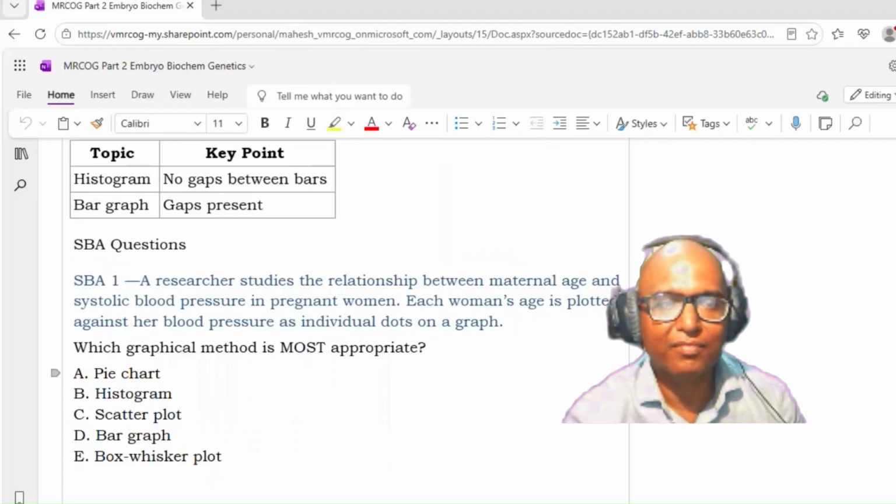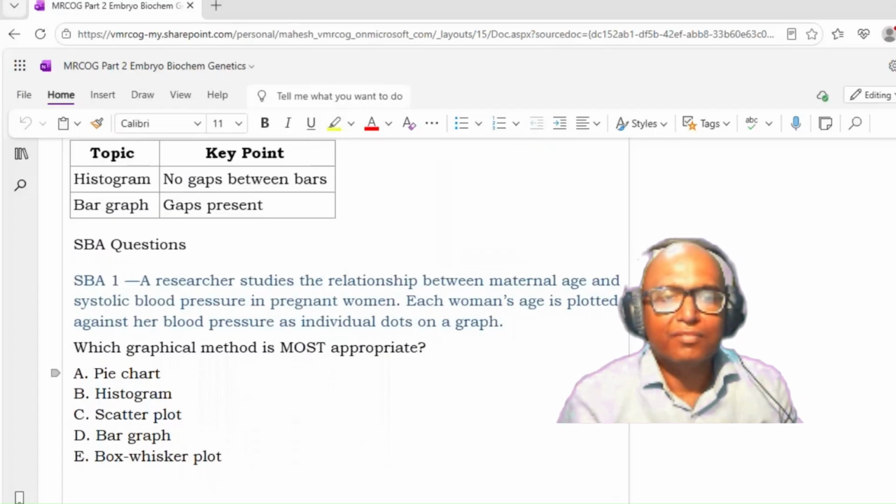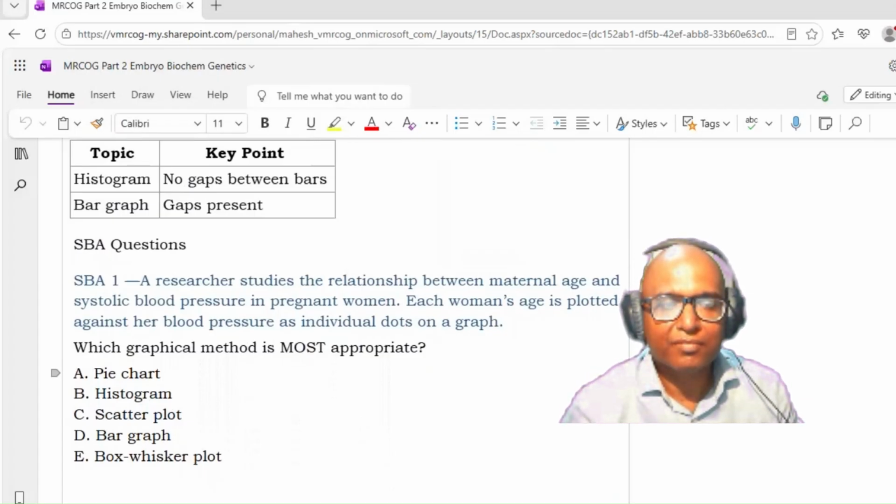Question number 1. A researcher studies a relationship between the maternal age and the systolic blood pressure in pregnant women. Each woman's age is plotted against her blood pressure as an individual dot on a graph. Which graphical method is most appropriate? A. Pie chart. B. Histogram. C. Scatter plot. D. Bar graph. And E. Box-Whisker plot.